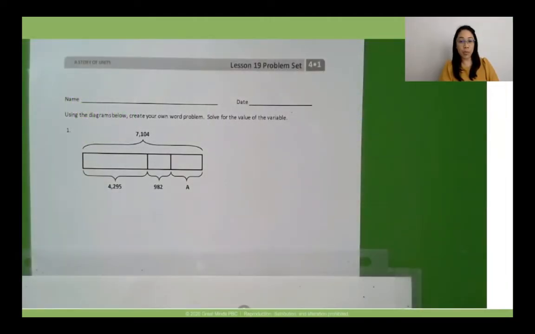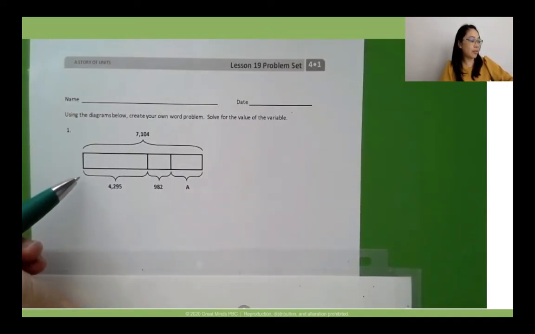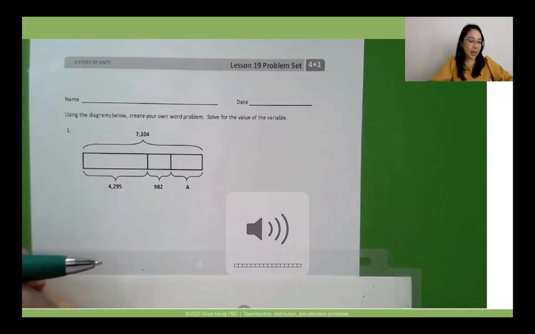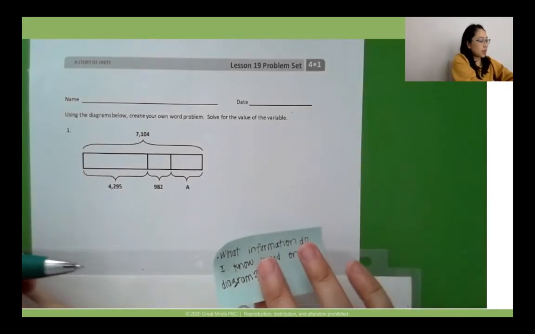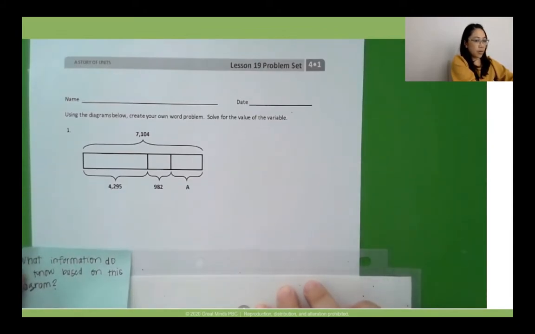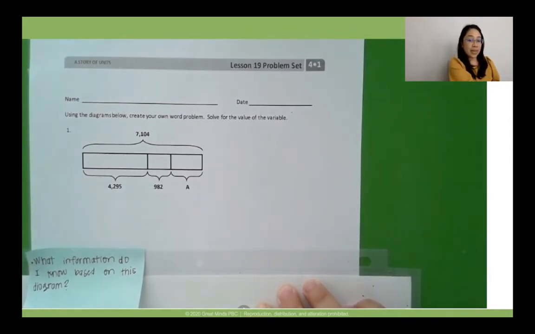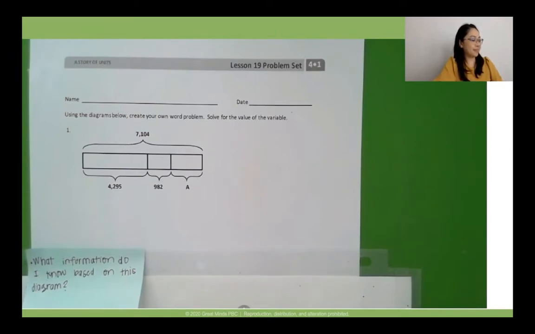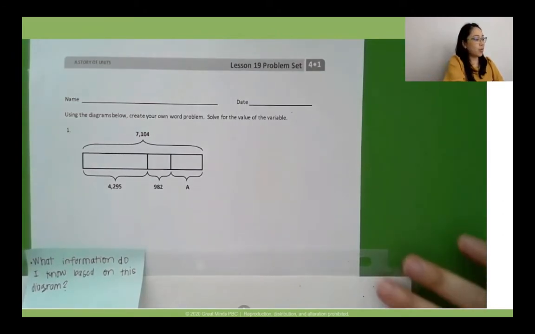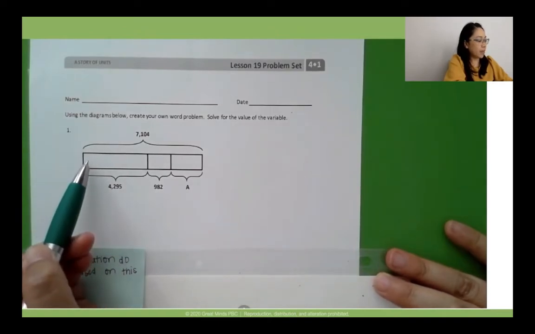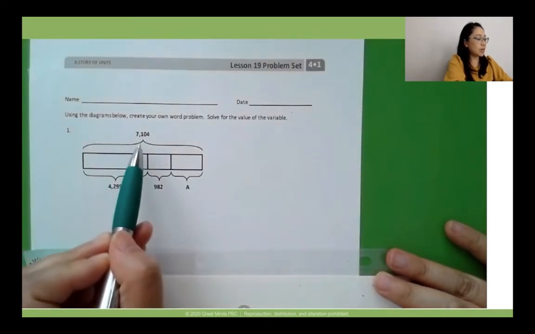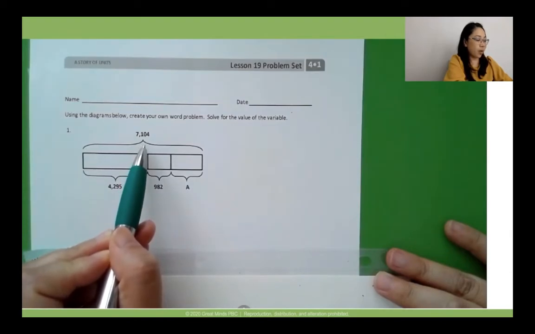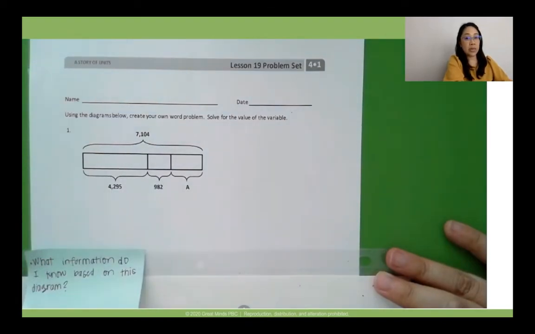We don't have a word problem to read. What we do have is this tape diagram here. Let's take a moment to analyze it, and as we do, I'd like you to ask me the following question. What information do I know based on this diagram? We know there's one tape diagram and its total value is 7,104. This therefore represents the whole.